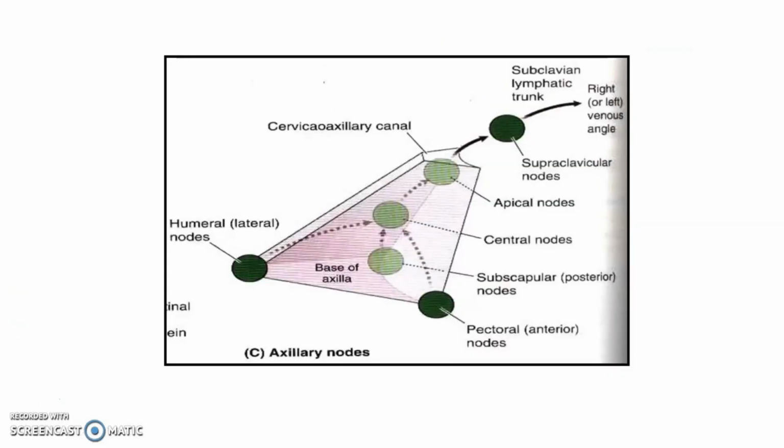Now we can move on to the picture where it is schematically given how they are related. The apical group is present at the apex, and below that we have the central group, and anteriorly we have the pectoral nodes, which are related to the lower margin of pectoralis minor. Behind, we have the posterior nodes, which we call subscapular, and laterally we have the humeral or lateral nodes, which are related to the humerus. Then we will talk about some applied aspects.